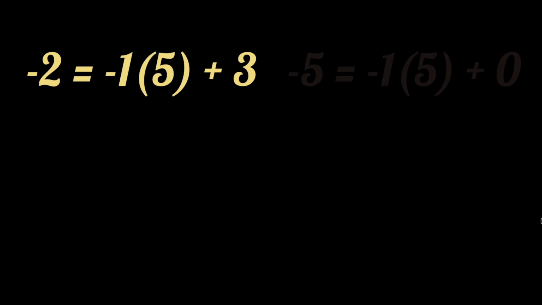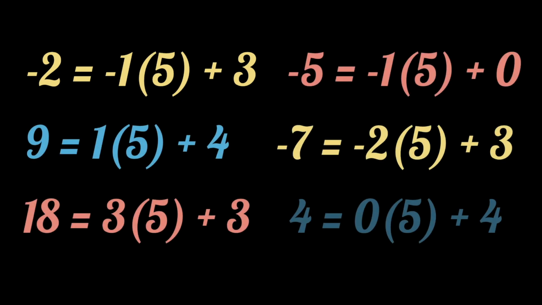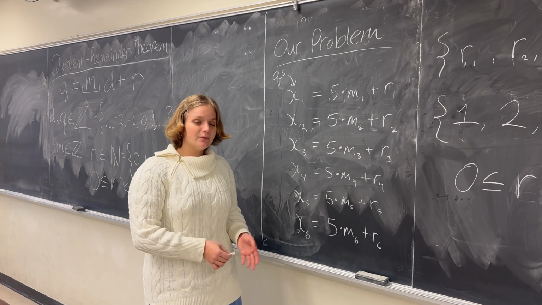To see an application of the Quotient Remainder Theorem, let's write each of our 6 integers from before as a multiple of 5 plus some remainder r. You'll notice that some of the r's are repeating, which of course is the key. So now we come to our question, which involves 6 integers.